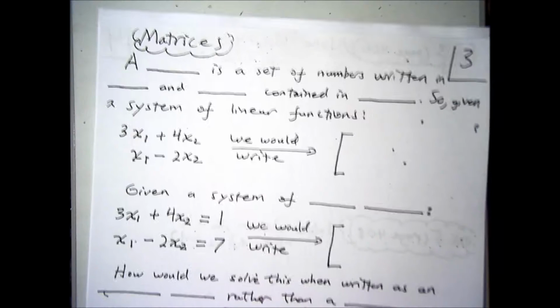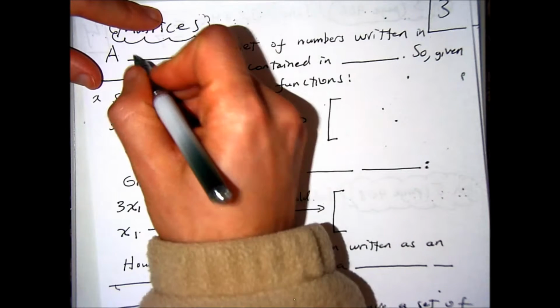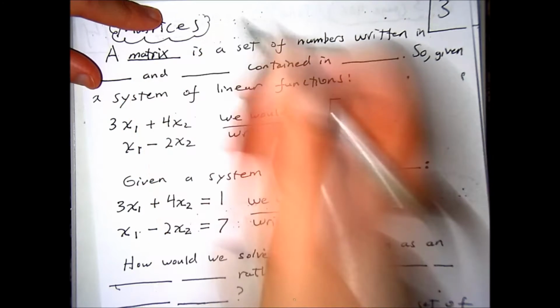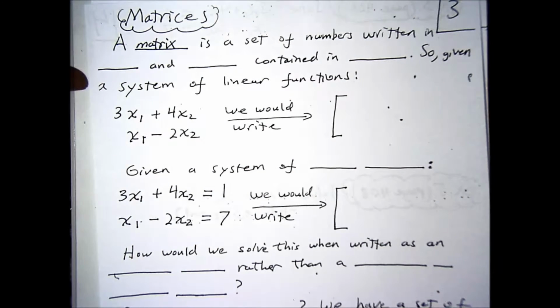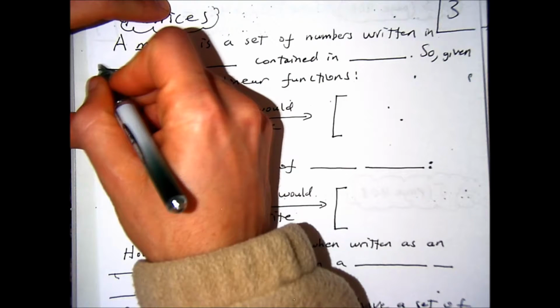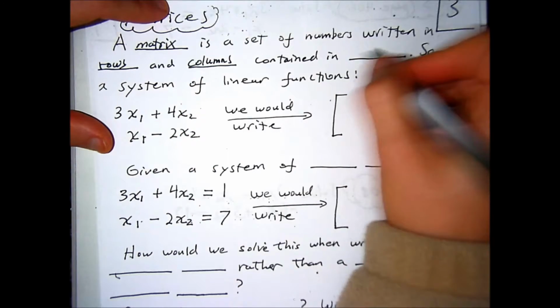Okay. So matrices. This is what we're building up to here, is matrices. A matrix is really nothing like what the movies might make you think it is. A lot of that stuff in science fiction is very disconnected from what is really happening in the field. So a matrix is really just a set of numbers written in rows and columns contained in brackets.